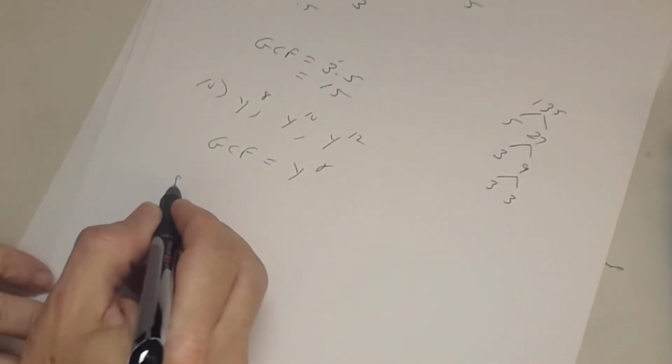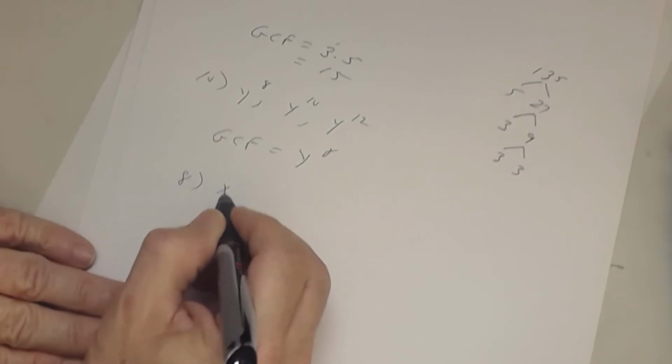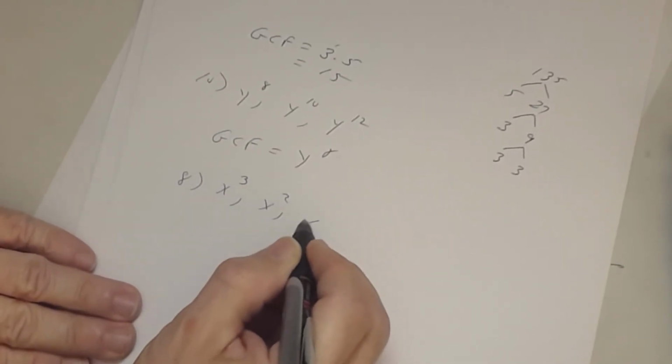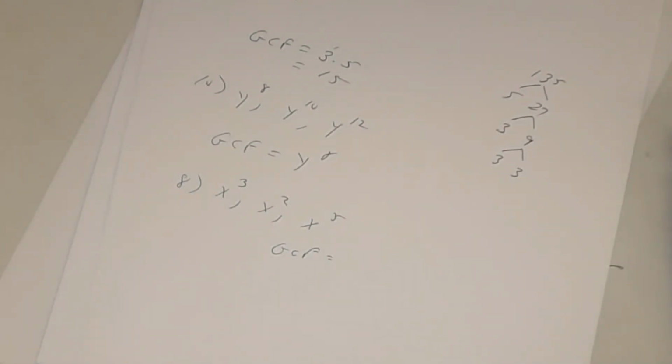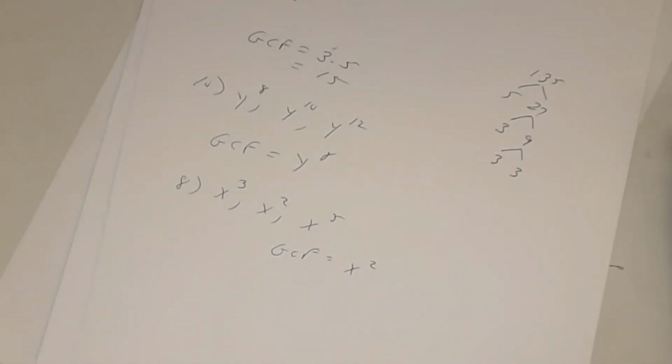All right, number 8. What do you think about number 8? You have x cubed, x squared, x to the 5th. What do you think the GCF is? Don't say 2. Say what? X squared. You agree? All right.